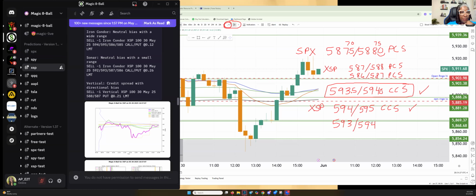Y'all understand the difference there? So we have to go above these 0.5s. If it's got a 5 here, we got to go to the next one up.